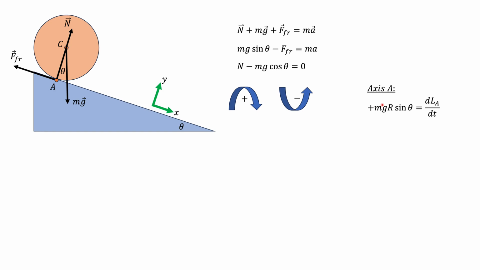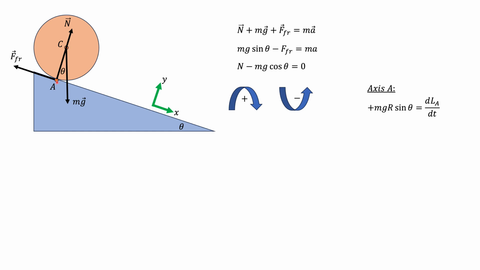Now, the other thing we need to figure out is the sign, plus or minus, we need to put in front of this torque. In this case, we choose plus because, if you notice, the gravity force is trying to turn this body in the clockwise direction with respect to axis A. And that equals the derivative of the angular momentum with respect to axis A.